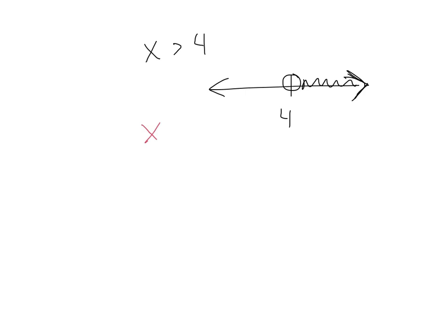However, if it was x is greater than or equal to 4, I would still mark a 4, still circle it, still shade to the right, but because it's greater than or equal to, I would fill in that circle. So that's the difference.